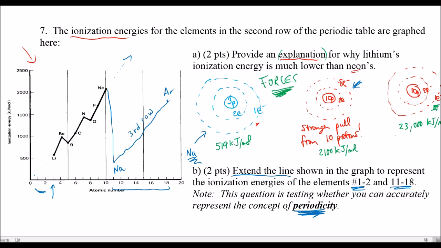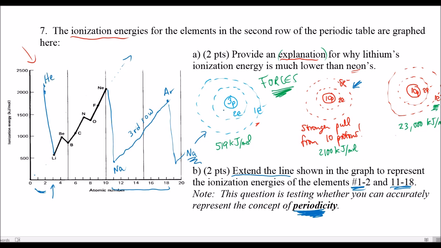That's why it's periodicity, it's periodic, things repeat. After argon, it's going to repeat again, right? How about before lithium? The element before lithium, atomic number 2 is helium. Helium's way up high, even higher than neon. So, boom, there we go. Helium's way up high. It's a noble gas.